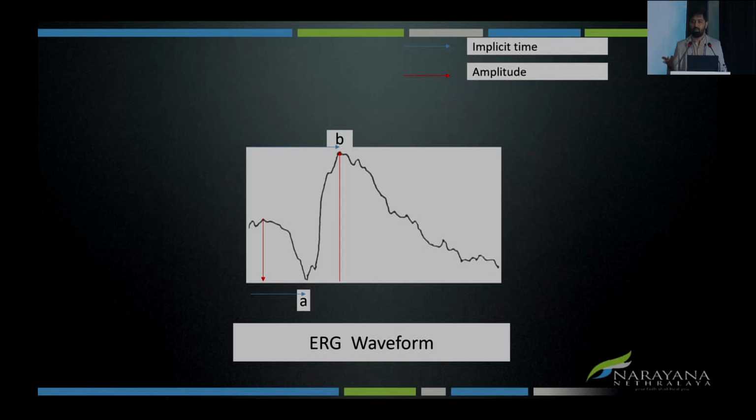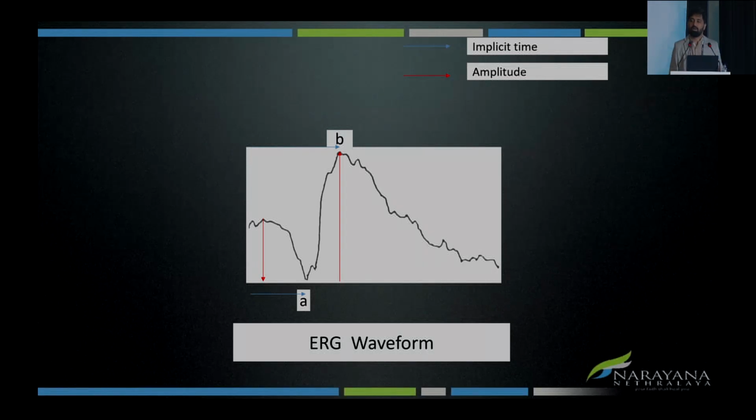This is basics, what we learned in our 11th and 12th. That's the implicit time and amplitude. The definition we learned in physics, the same definition holds good here also. Implicit time is from the onset of stimulus to the peak or trough of the wave of interest. For example, implicit time of the A wave is from onset of stimulus till the trough of the A wave. Similarly for the B wave. Amplitude is measured from the trough of the previous wave to the peak of the wave of interest.